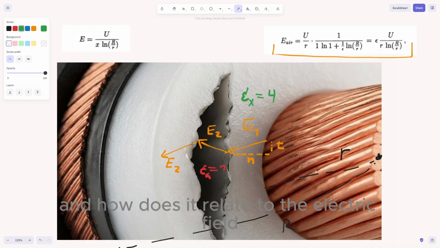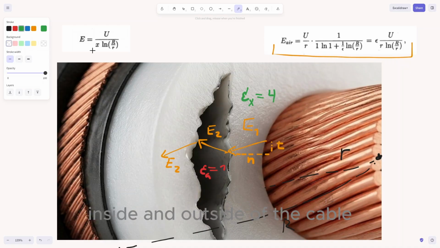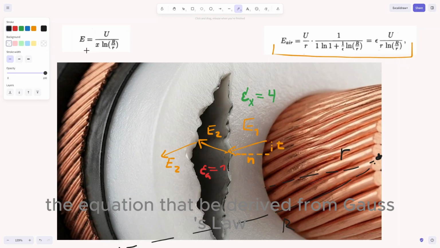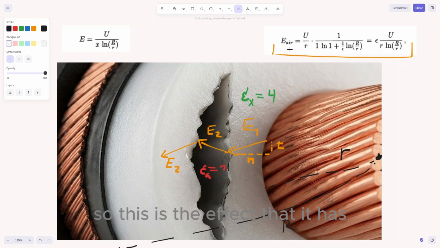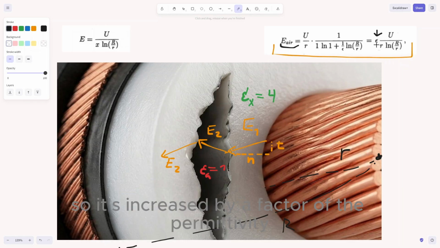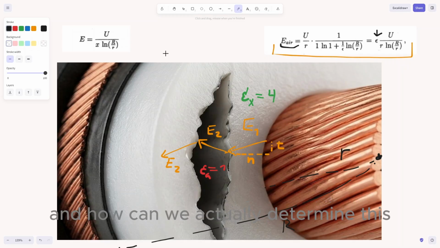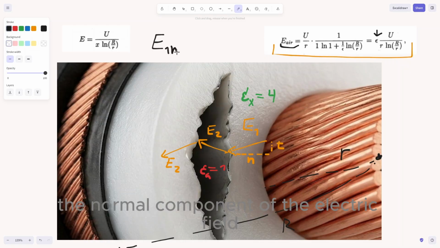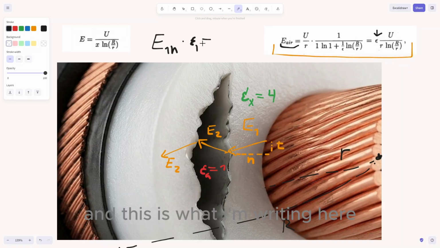So what does this mean, and how does it relate to the electric field inside and outside of the cable? Well, here we can take the equation that we derived from Gauss's law and relate it to the actual electric field here. So this is the effect that it has, and we see that it has an effect on the actual electric field inside of the cable. So it's increased by a factor of the permittivity. And how can we actually determine this? Let me try to write the equation that we had from before. The normal component of the electric field across the boundary is the same. And this is what I'm writing here.